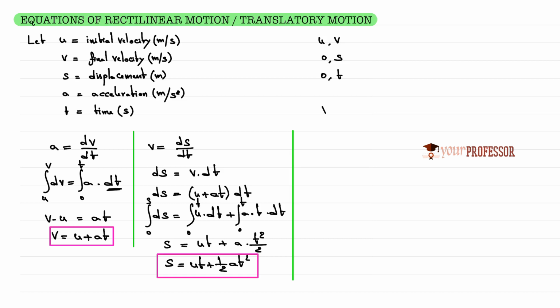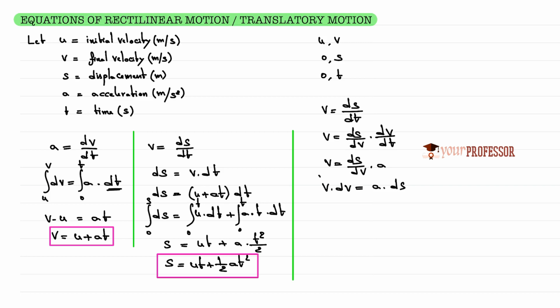We know the relation between velocity and displacement. Velocity is nothing but rate of change of displacement, v is equal to ds by dt. Let's divide and multiply this with dv. So v is equal to ds by dv into dv by dt. The rate of change of velocity is nothing but acceleration. Let's take dv onto the left hand side: v into dv is equal to a into ds.